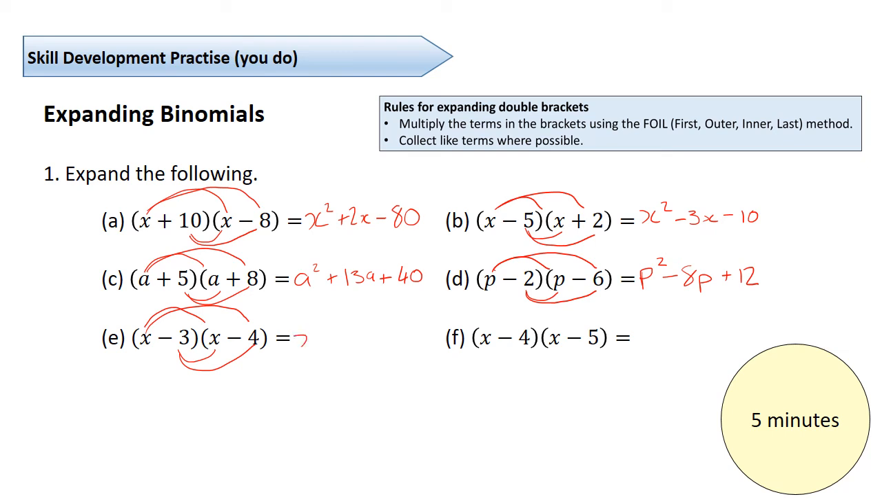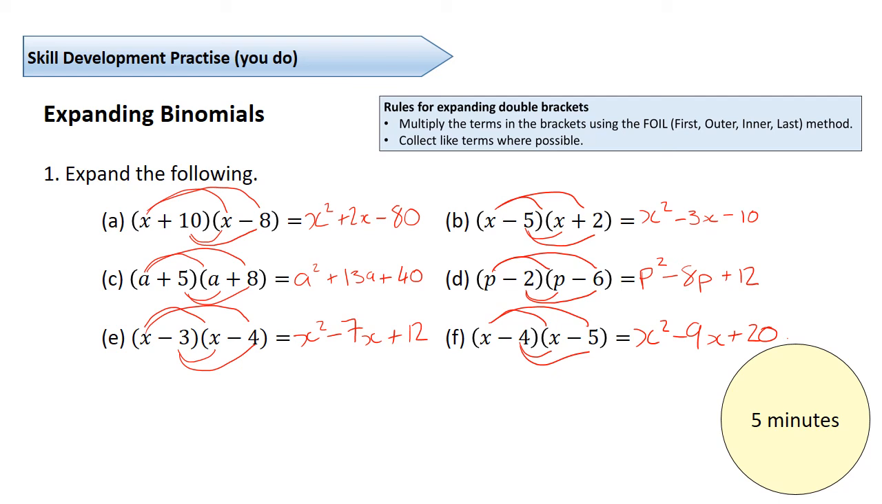And a couple more. Minus 7x plus 12. Okay, x squared minus 9x plus 20. That's it. Good as that, guys. FOIL, first outer, inner last. First outer, inner last. Works every single time. Those negatives can get a little bit tricky to keep track of.